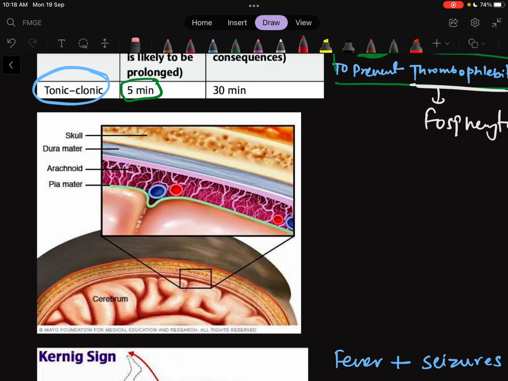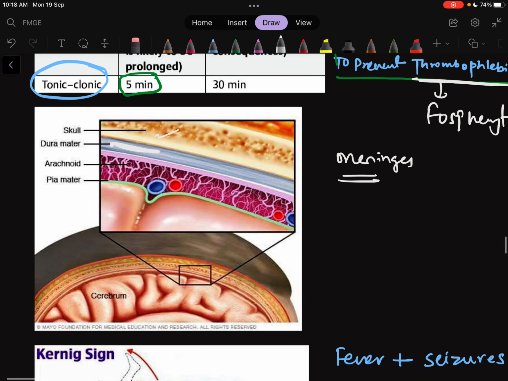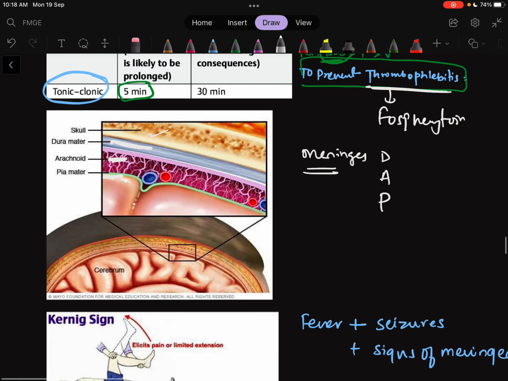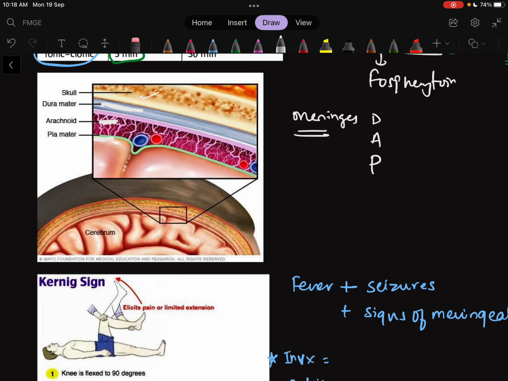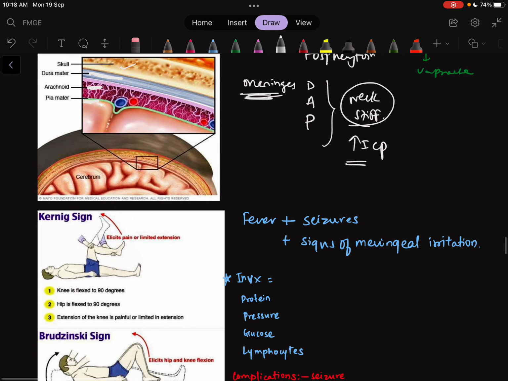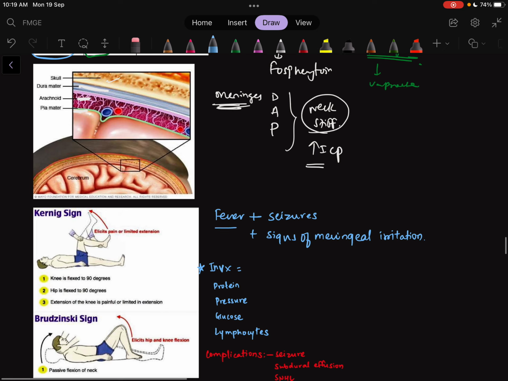Now next one is, these are meninges. The skull, dura mater, arachnoid mater, and pia mater. In meningitis, these meninges are affected, and this meningeal irritation will give symptoms like neck stiffness, neck rigidity, increased ICP, intracranial pressure, right? Then fever associated with seizures and signs of meningeal irritation are seen in meningitis.